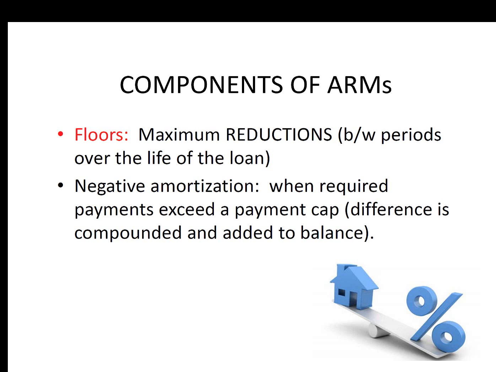Negative amortization will happen when the required payment is higher than the payment cap, which means the monthly payment you should pay is higher than the payment cap restricted by the adjustable rate mortgage. So you end up paying the amount specified by the payment cap. The payment cap is not enough to cover your amortization and interest payment. The difference will be compounded and added to the balance. So the balance is growing over time, which we call negative amortization.